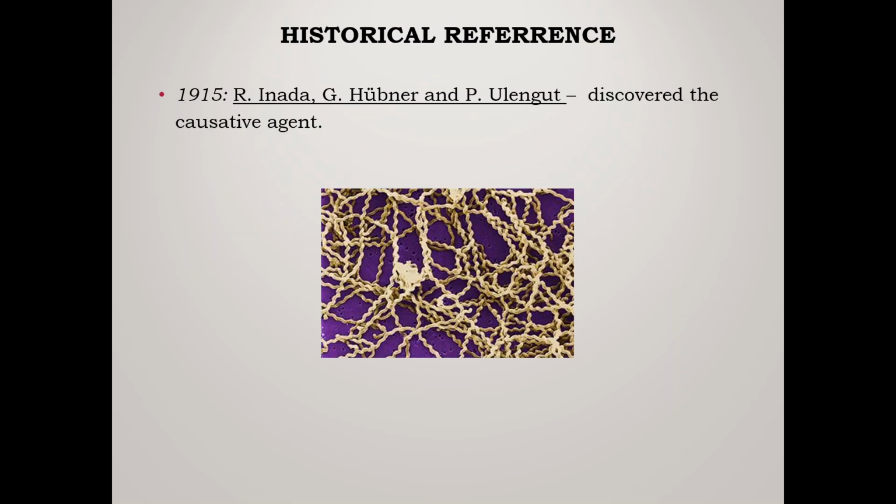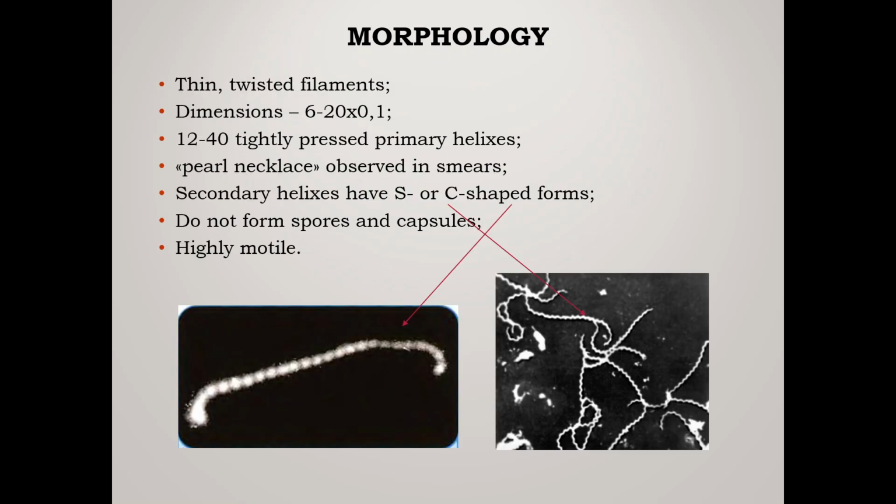Historical reference: Inada, Hübner, and Ullengut discovered the causative agent in 1915. Morphology: thin, twisted filaments. A pearl necklace is observed in the smear. They have a primary and a secondary helix. The secondary helix has S or C-shaped forms of the microorganism.